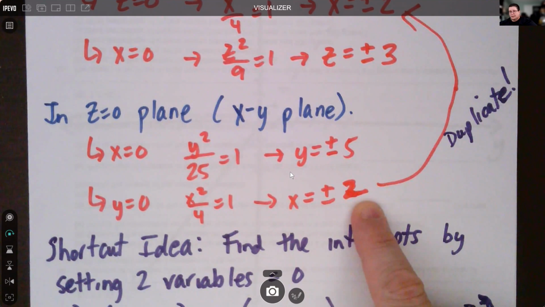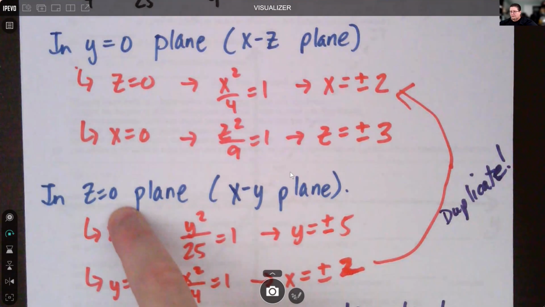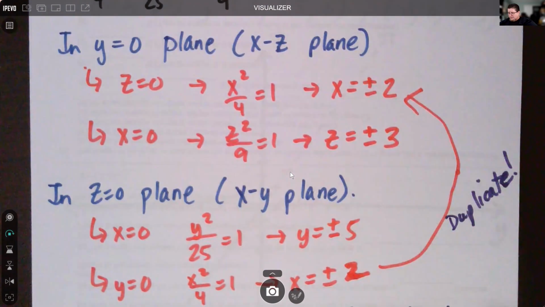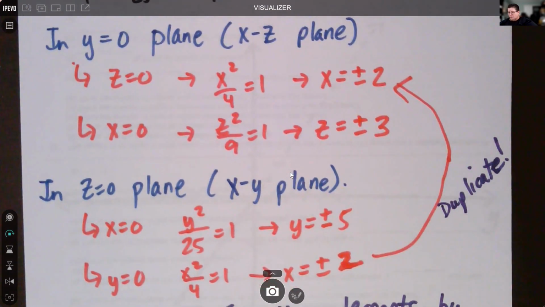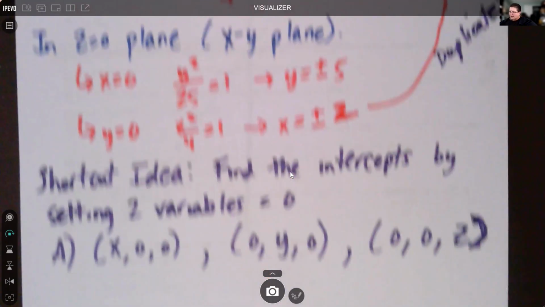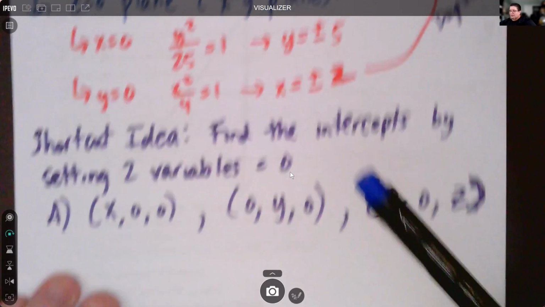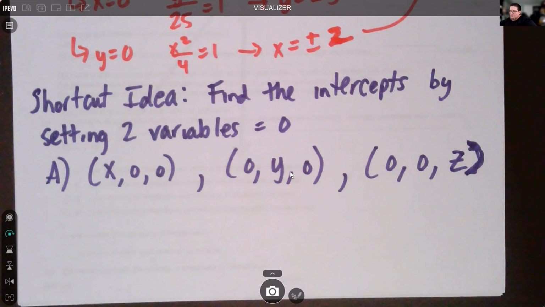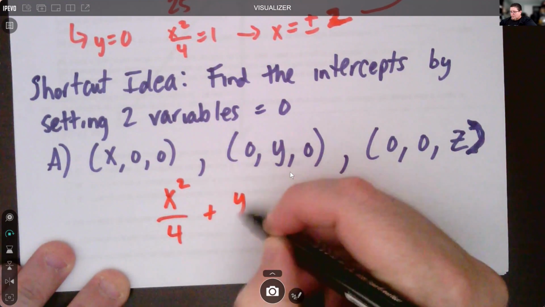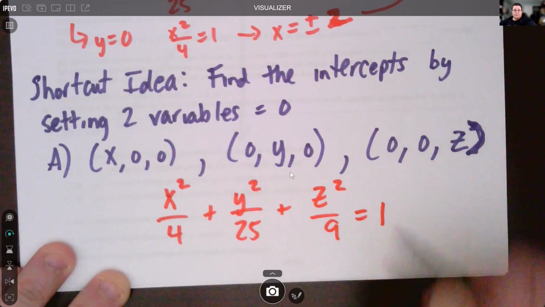I've started to generate duplicates that we can see up here. Notice y equals 0, z equals 0. Here I had y equals 0, z equals 0. So we have an idea of what's going on there. It might be easier just to look at what happens if we set two variables equal to 0 in the original equation. As a reminder, the original equation was x squared over 4 plus y squared over 25 plus z squared over 9 equals 1.